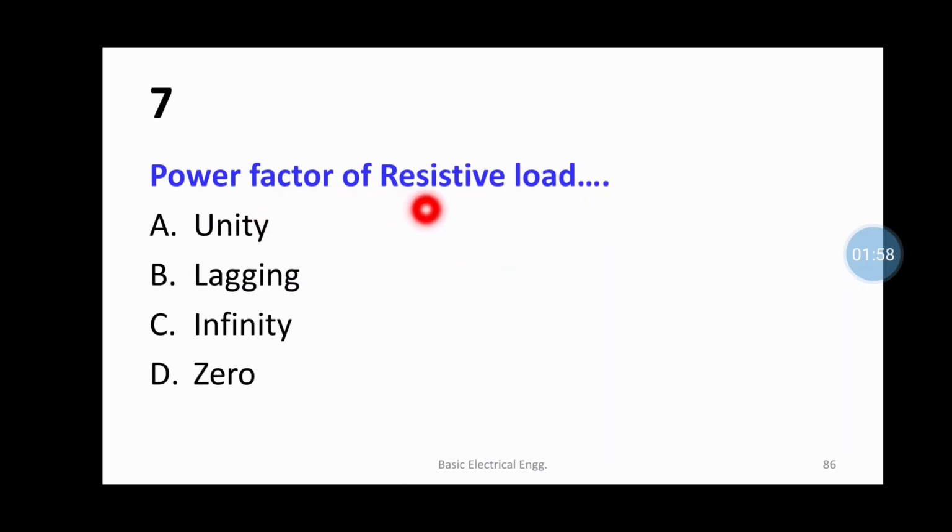Power factor of resistive load is, what is the value of power factor of resistive load? It will be always 1. You can call it unity. So you have to select option A.